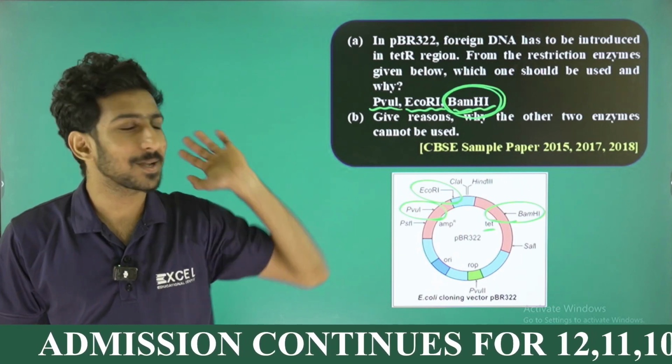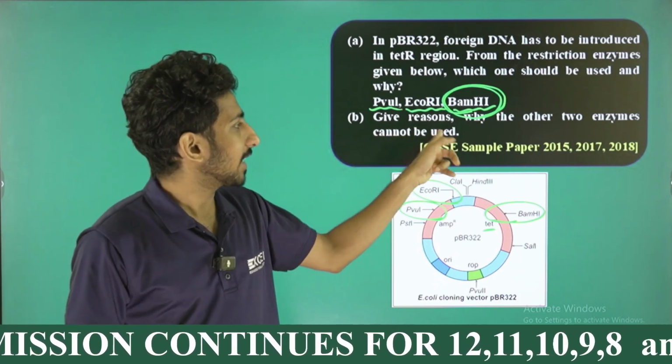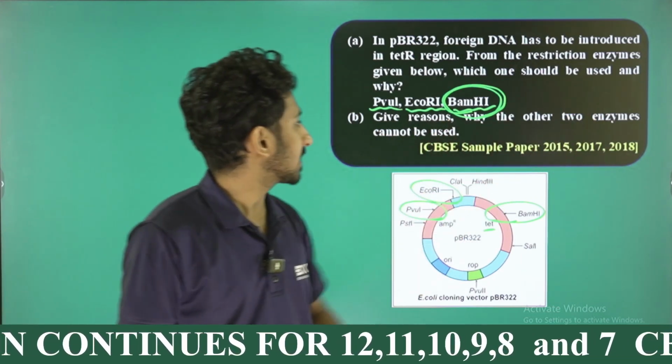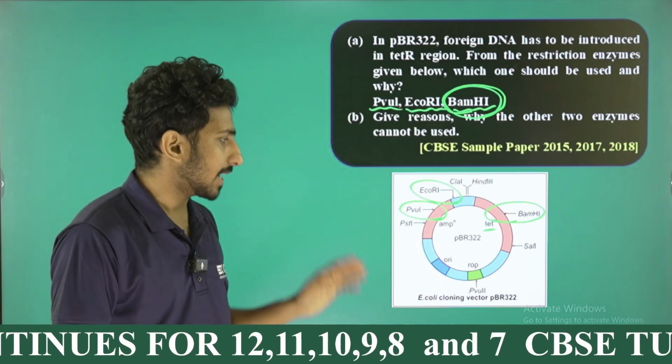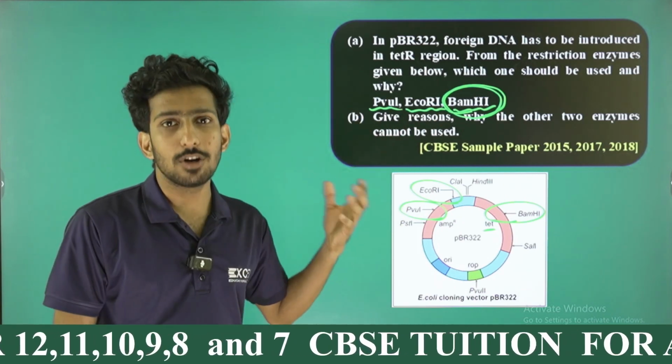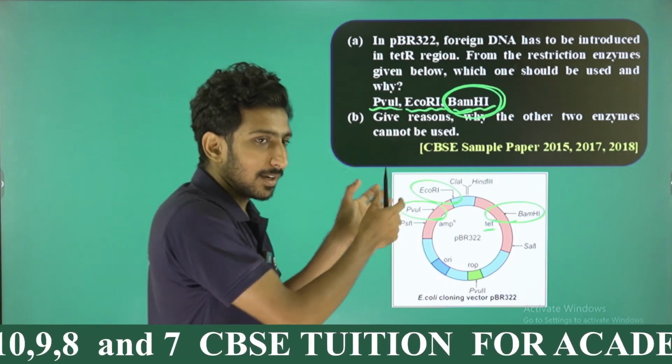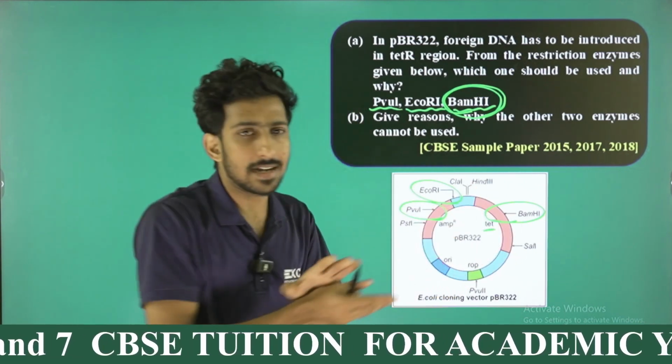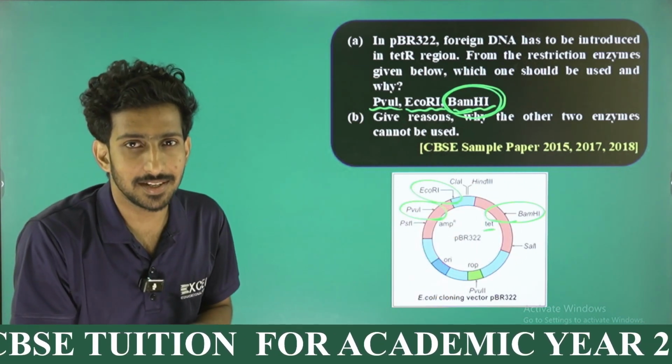Got it? Next one, give reasons why the other enzymes cannot be used. The other enzymes, PvuI and EcoRI, cannot be used because the sites for those enzymes are not in the TET-R region.